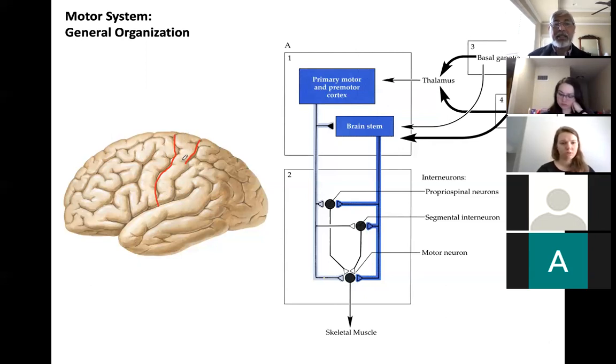The gyrus name is postcentral gyrus, because it is behind the central sulcus, right? The postcentral gyrus is the sensory area. But anterior to the central sulcus is the precentral gyrus. That is the primary motor area. So all motor commands eventually come from this area. We call it the primary motor area.